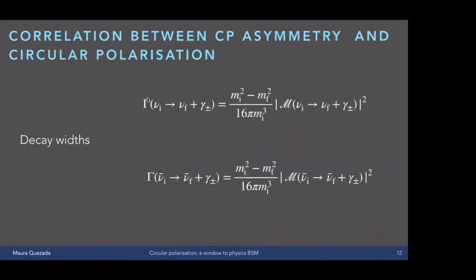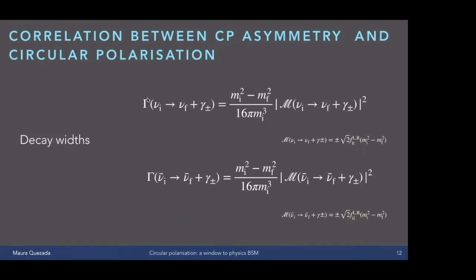And we can compute the decay widths for the process of neutrino decay, where this matrix element is going to be related to the chiral components of the transition vertex function. And by following the same analogy for the antineutrino decay, we can also obtain the decay width, where the matrix element is also related to the chiral component of this transition vertex function.